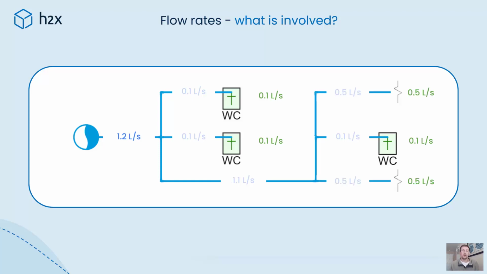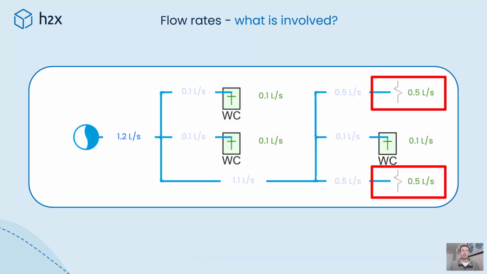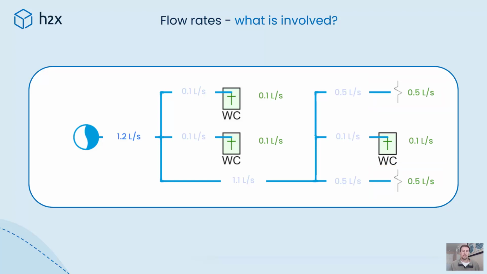The second type of flow rate is called a continuous flow rate, and this gets added directly onto the system. So there is no probability and it doesn't get diversified. So for example, we have two continuous flow rates here, both at 0.5 liters per second. Combined, they equal 1 liter per second. So again, no diversity or probability here.